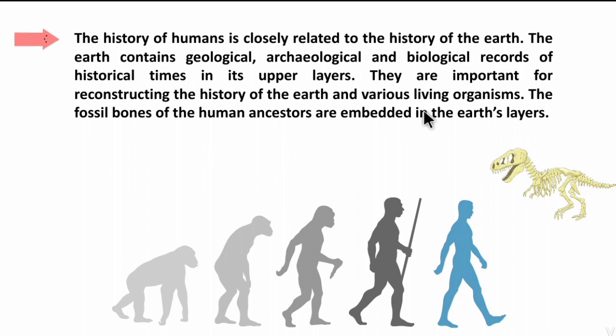So the sources or the evidences we can see, like a geological source as well as archaeological source or biological source, everything is on the upper layer of the earth's surface. Upper layer means the upper layer of the earth is called crust. And even the fossil bones of the humans, so fossil bones means the dead and decayed things, have been embedded in the earth layers.